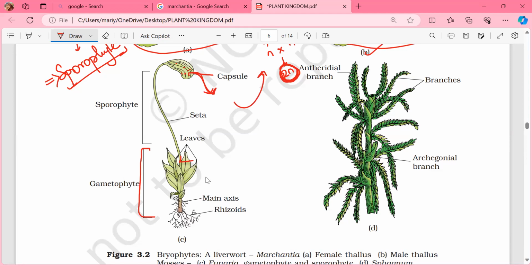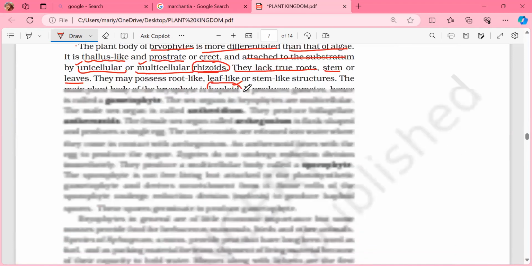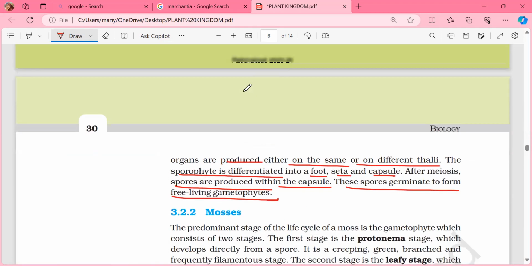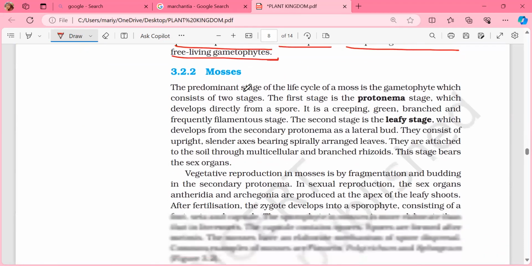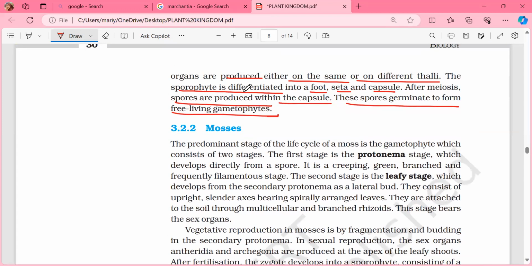Any doubts? So liverworts is clear. The asexual and sexual reproduction is clear. Now, do you know why the zygote does not immediately undergo meiosis? Now, let us talk about mosses.